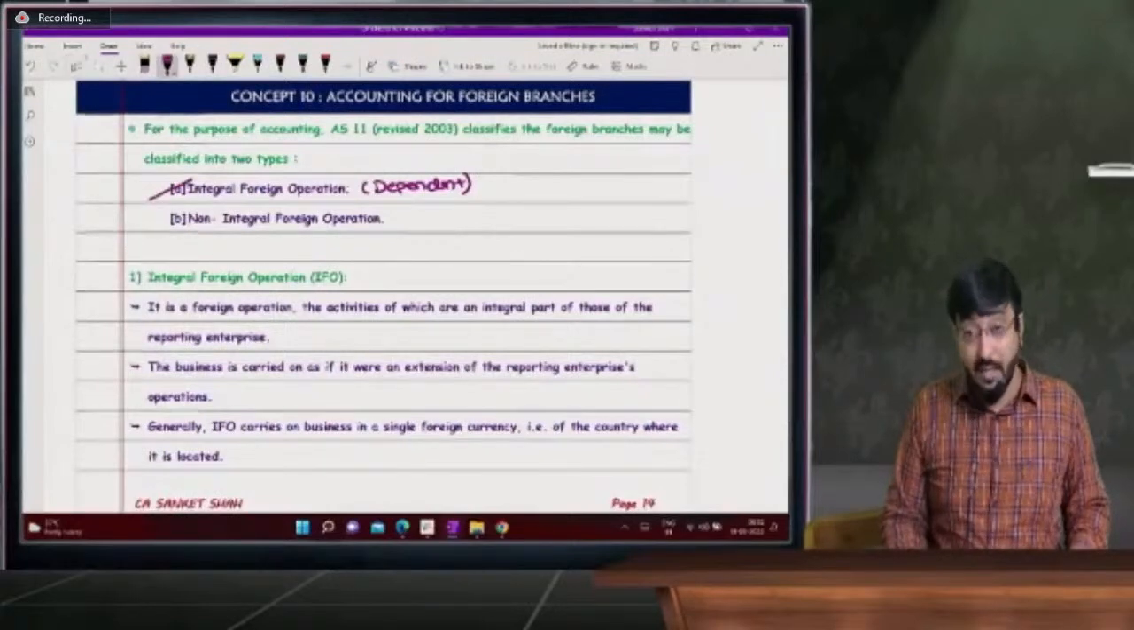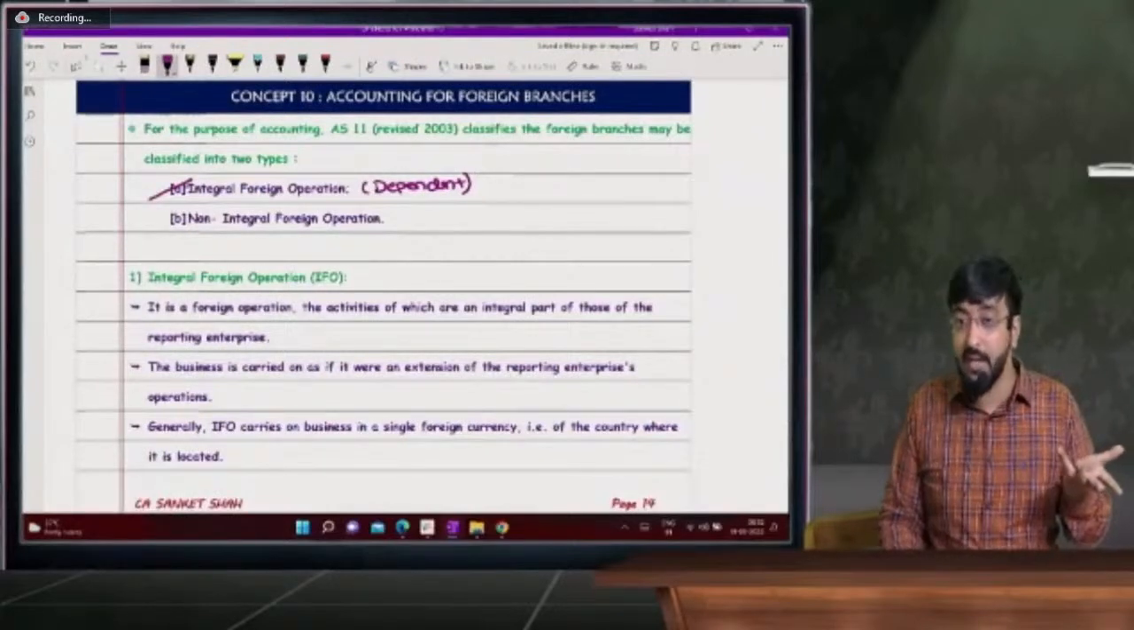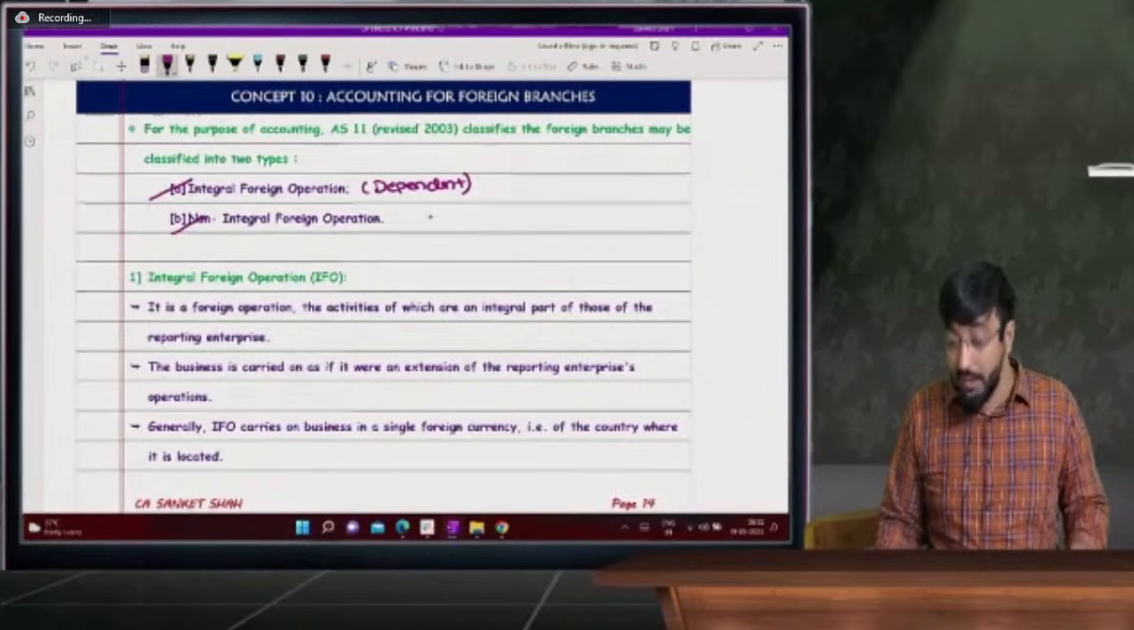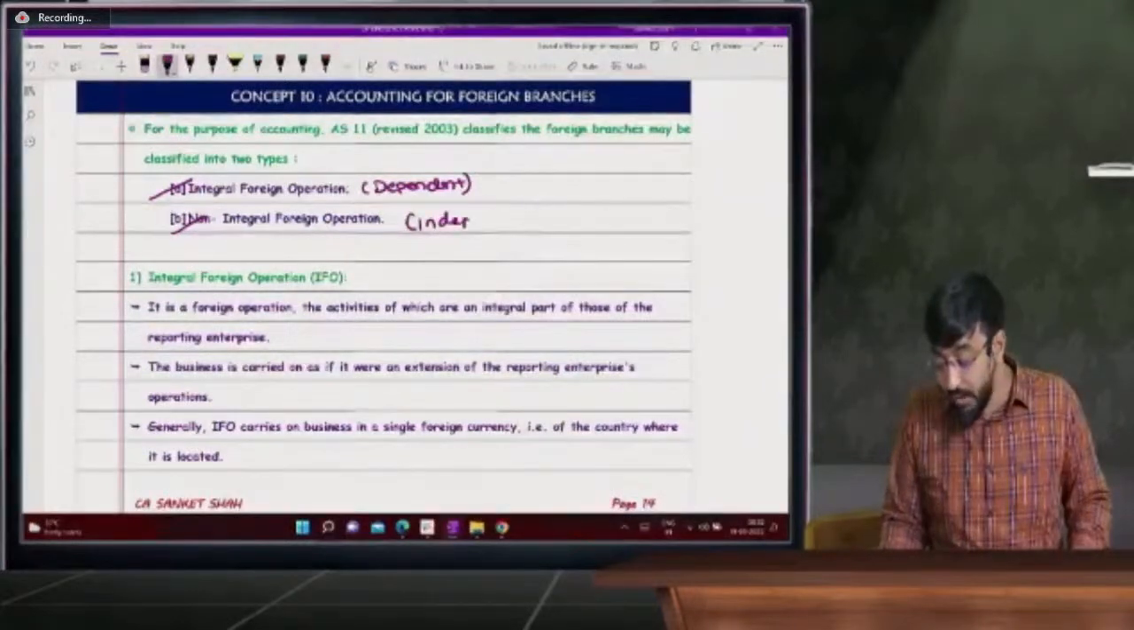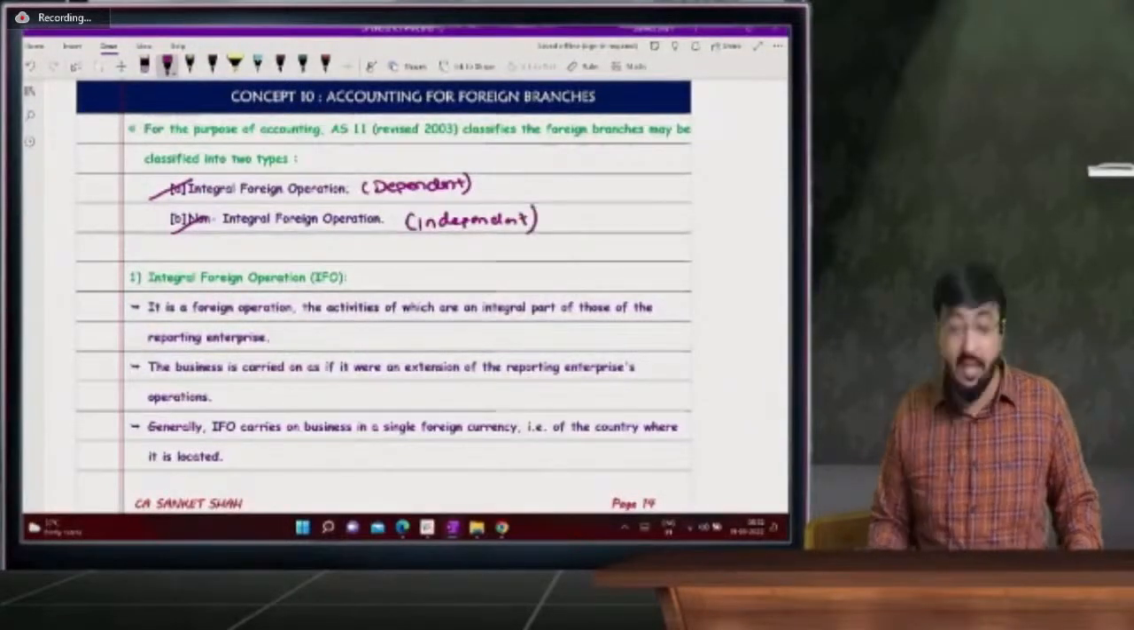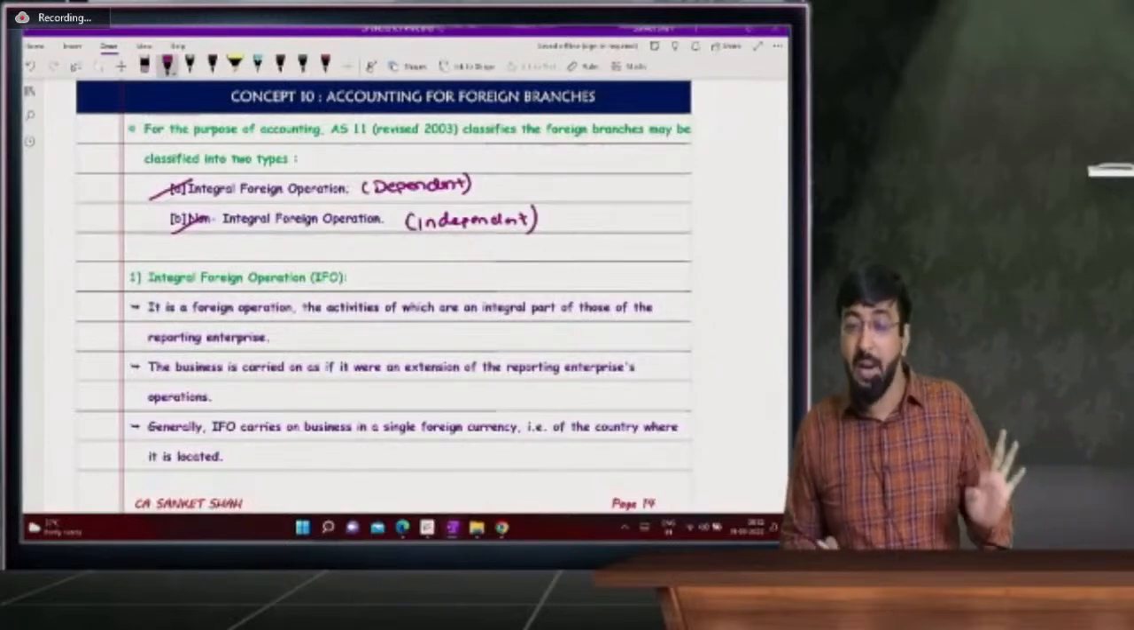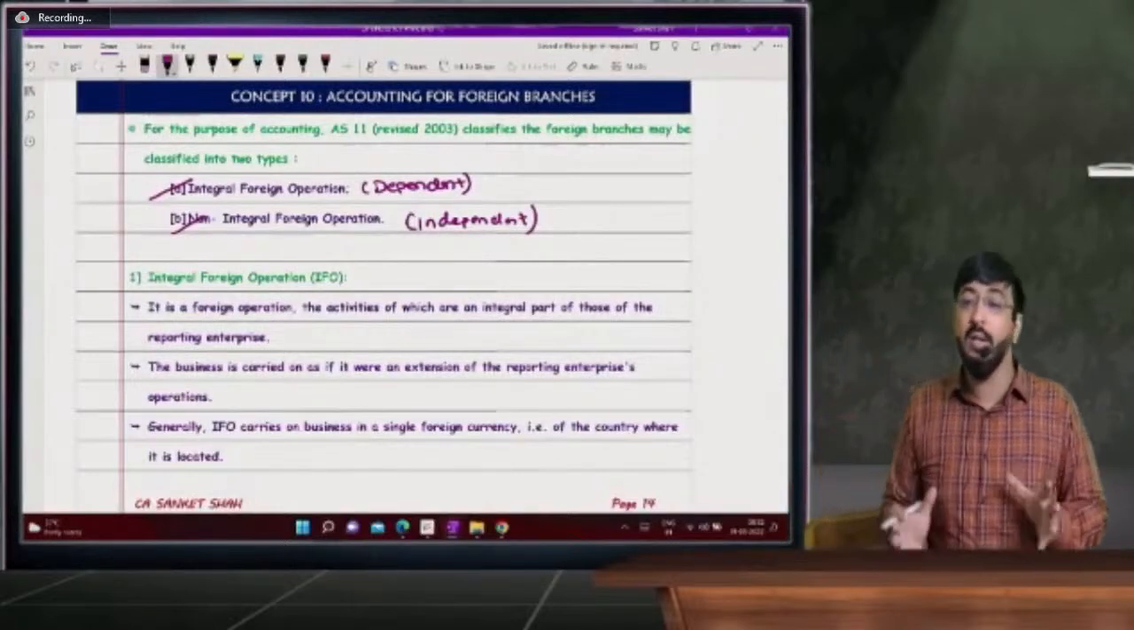Integral means dependent. For dependent you will take a different rate, and for non-integral you will take a different rate. Now what is non-integral and integral? Dependent and independent. In simple language, dependent means integral and non-integral means independent.